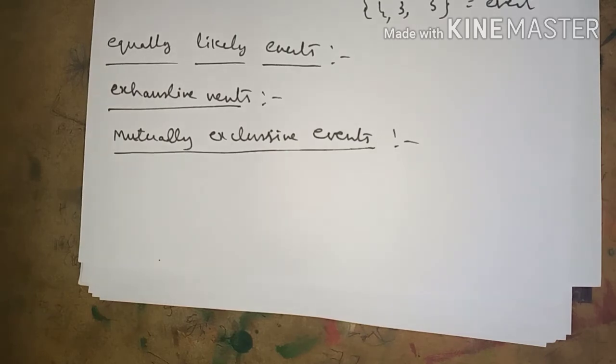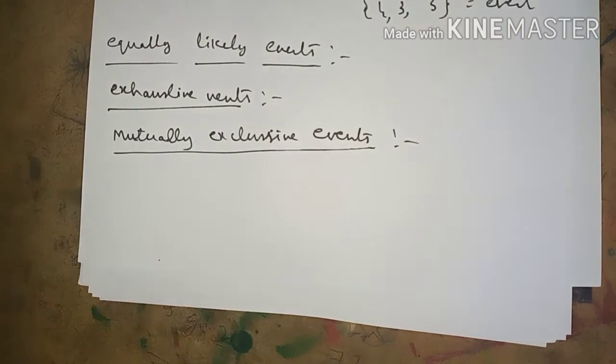An example of this is, if you toss a coin, we will get either head or tail, but we won't get both tail and head at a time. If we have got head, getting tail is ruled out. That means the happening of one event prevents the happening of the other, so they are mutually exclusive.